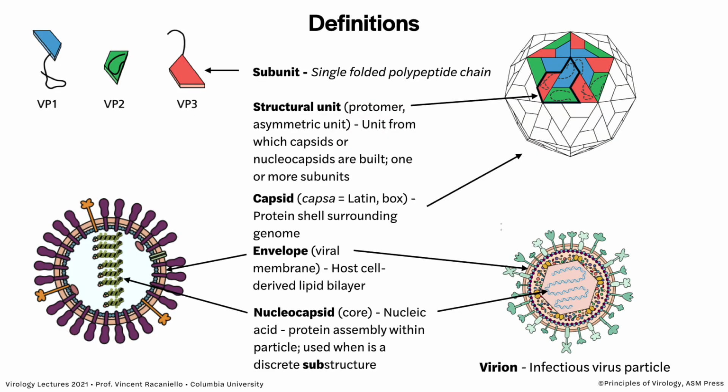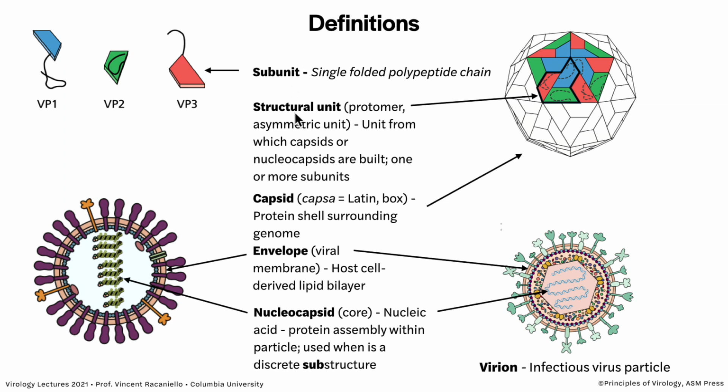Now, before we go any further, we have to make some definitions, because I will say terms that you've never heard of before. So here they are in terms of structure. First, subunit. I will say subunit, and what I mean is a single folded polypeptide chain. So here are three single folded polypeptide chains, and the nomenclature is typical: VP, virion protein 1, 2, and 3, for example. Each of these is a single polypeptide that goes to build the virus particle. So that's what a subunit is.